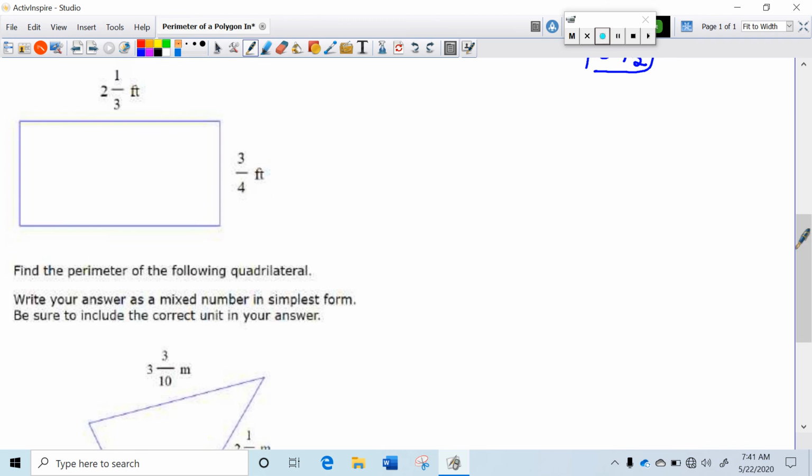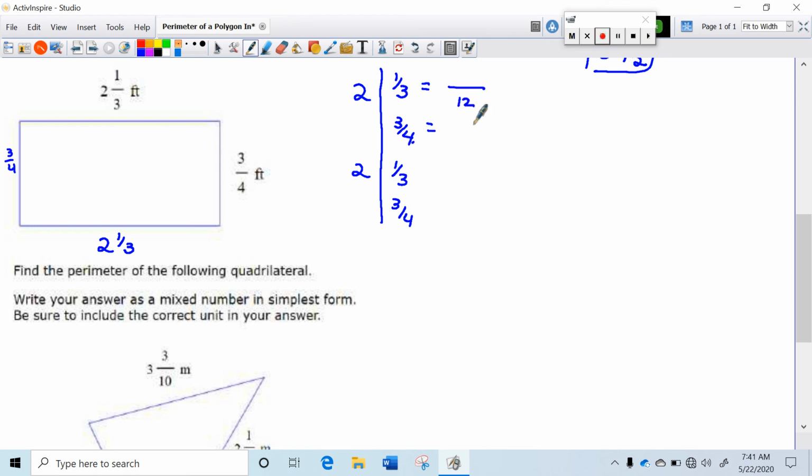So for the next one, if the top is 2 1/3, so is the bottom. If the right side is 3/4, so is the left. So I have 2 1/3. I have 3/4, another 2 1/3, and another 3/4. So to get my common denominator, I'm just going to multiply 3 times 4 is 12. You just multiply the denominators that you had originally. That's the fastest way to do that.